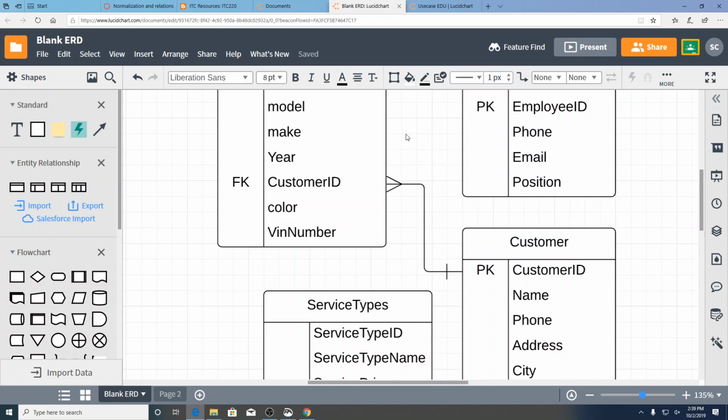1 customer, many vehicles. If you create the database that way and get them backwards, you won't be able to enter data. It just won't go in. But I'll help you get there, right? It's not something to panic about.